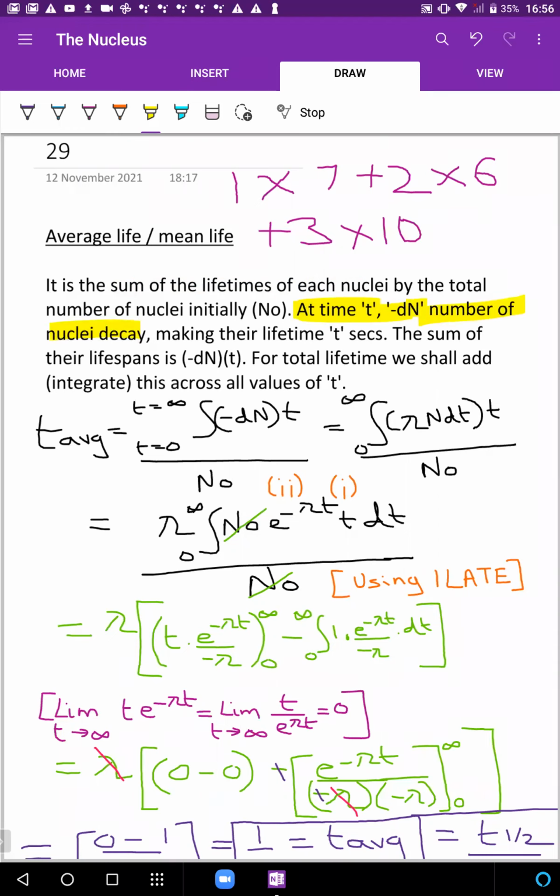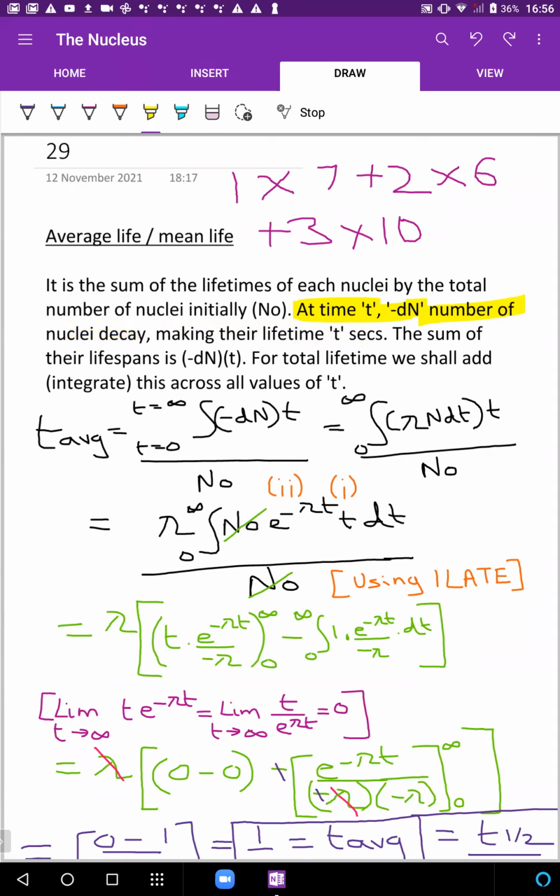Minus dn is a positive number. dn is negative because n is decreasing, so minus dn is positive. At time t, this many nuclei are decaying. If they are decaying at time t, then that makes their lifetime t. They were from t equal to 0 till time t. Because if they decay at time t, the lifespan itself becomes t seconds.